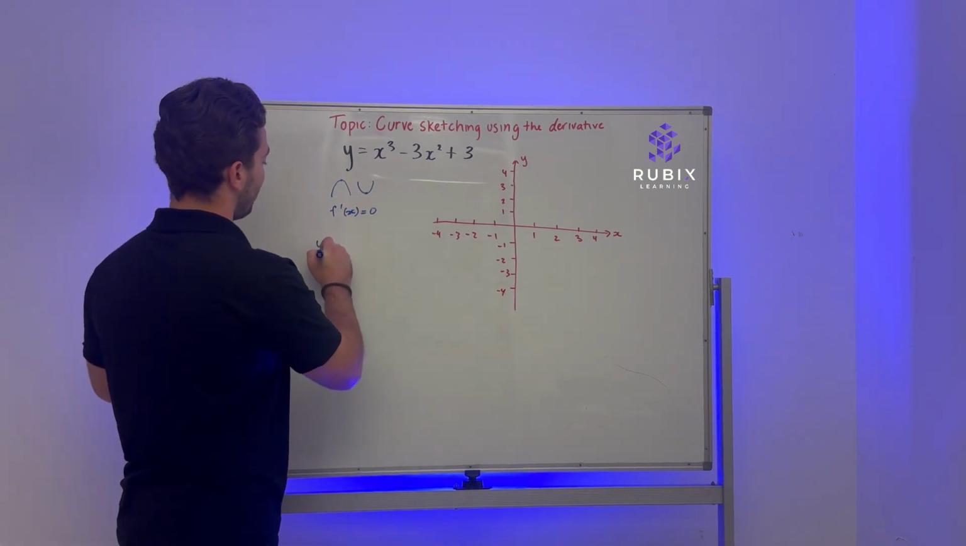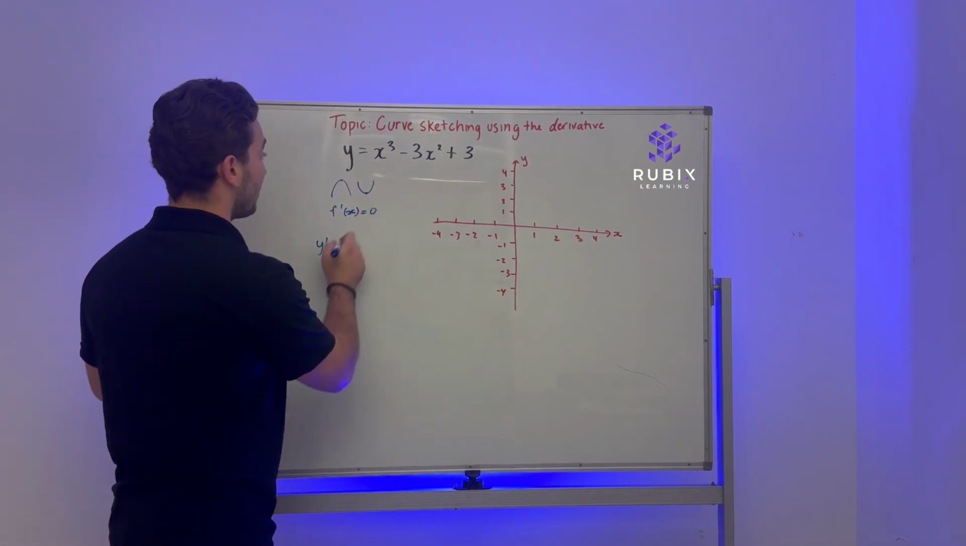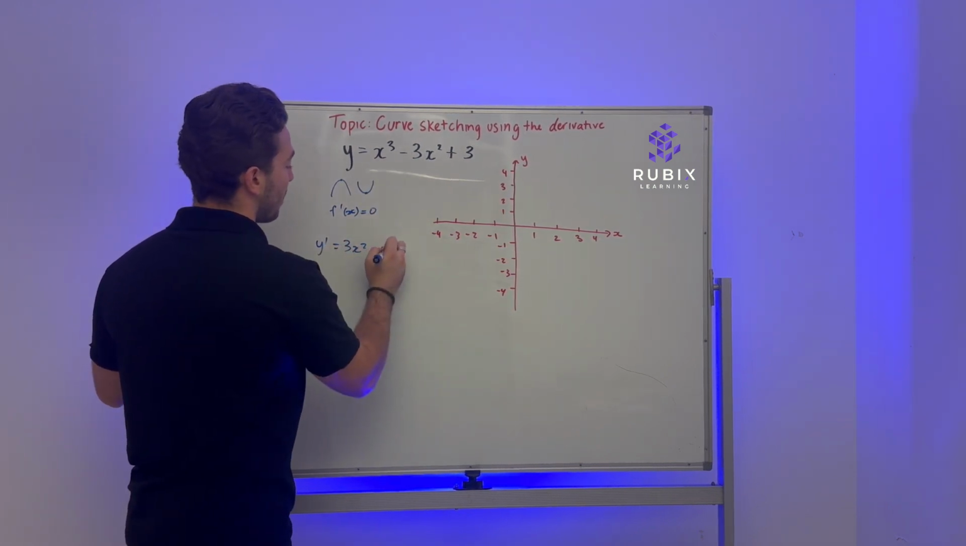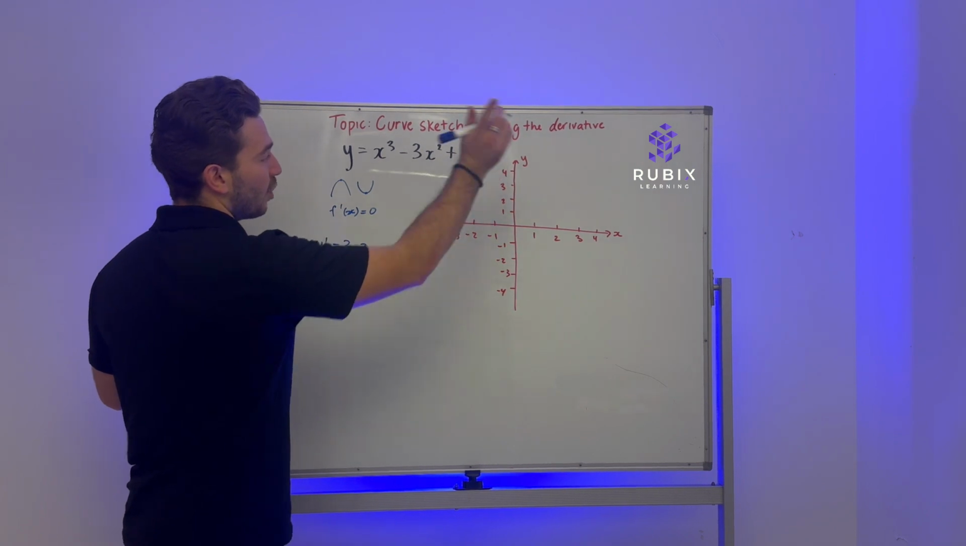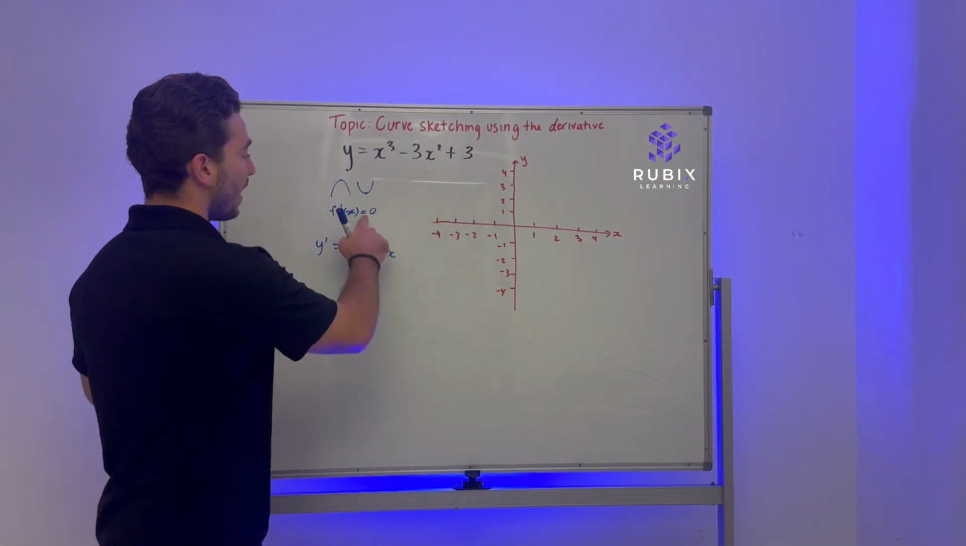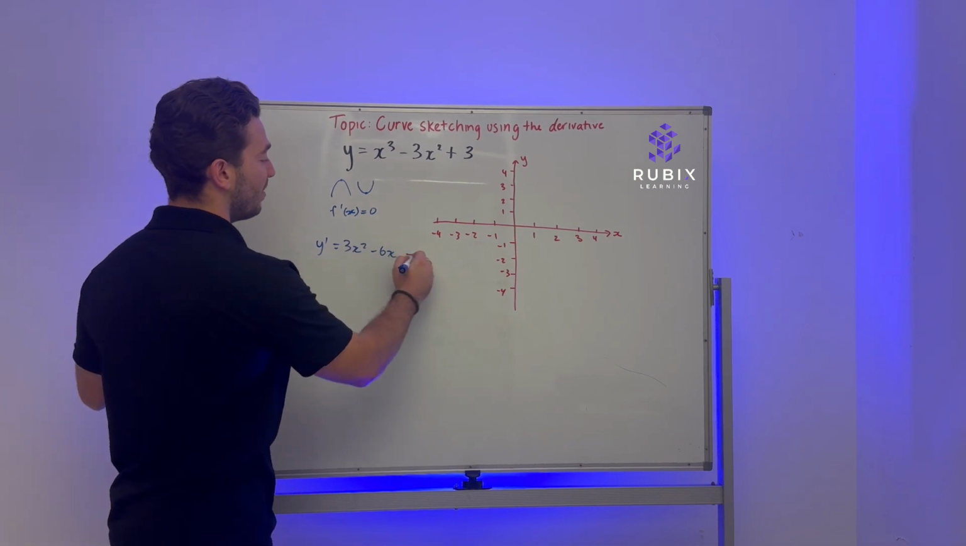Let's try doing that. The first thing we need to do is differentiate this. So this becomes 3x squared. This becomes minus 6x, and the constant disappears. So I have my gradient function, my y'. Now I need to set it, equate it to 0.